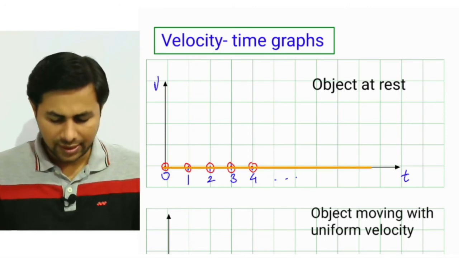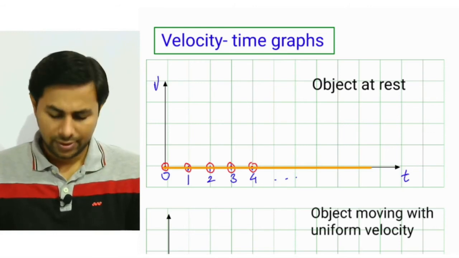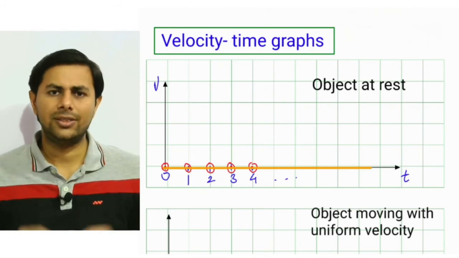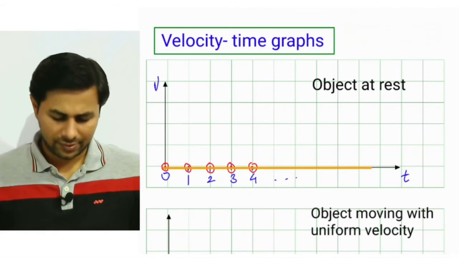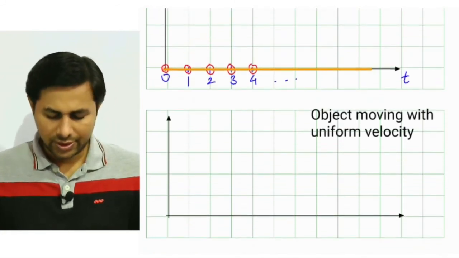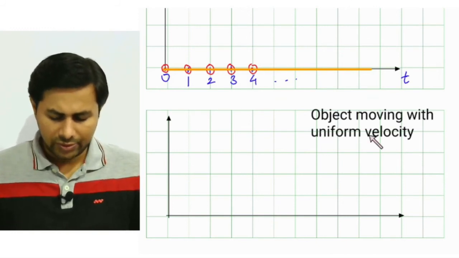So we get this line on the time axis itself. So the velocity versus time graph for an object at rest is just a straight line along the time axis. Okay, now let's see the next velocity versus time graph for an object moving with uniform velocity.